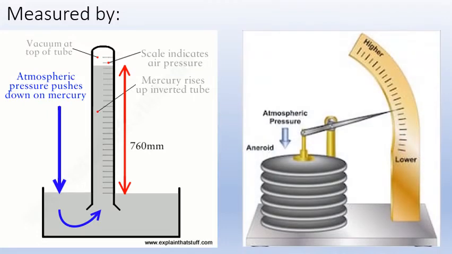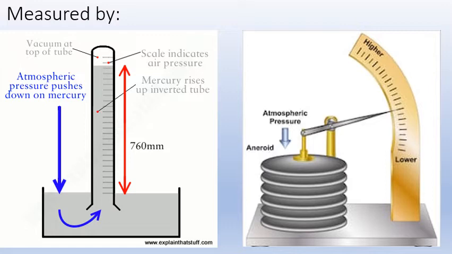When we go to higher altitudes, 760 mm will come down because the pressure is decreasing. When we go to lower altitudes, or closer to the sea level, it comes up again. It rises to the point of 760 mm. What about the second picture we see over here?